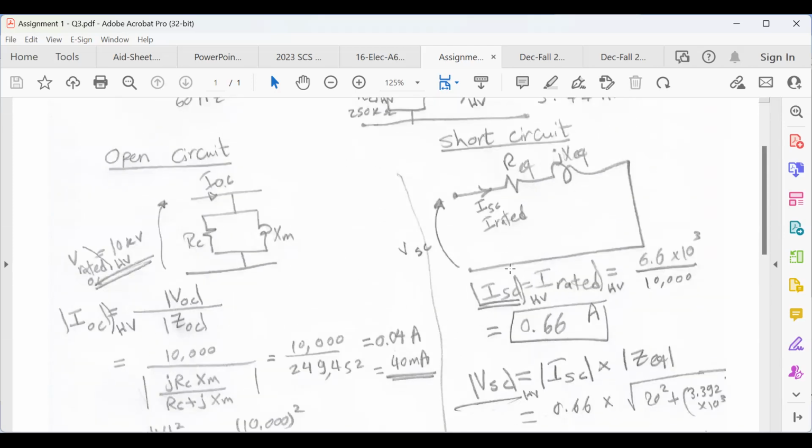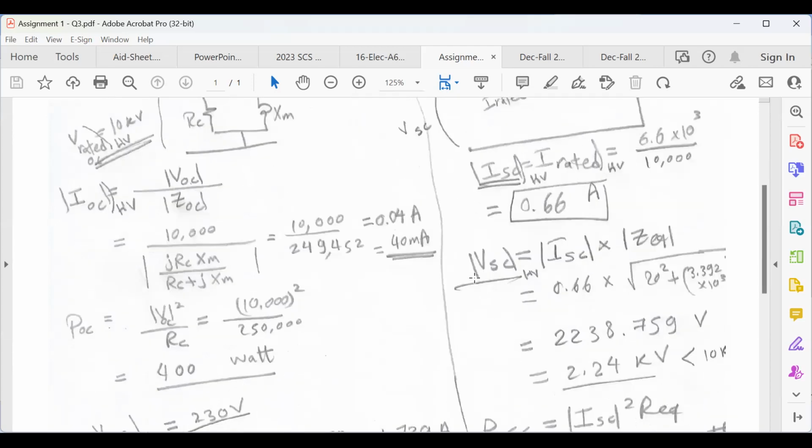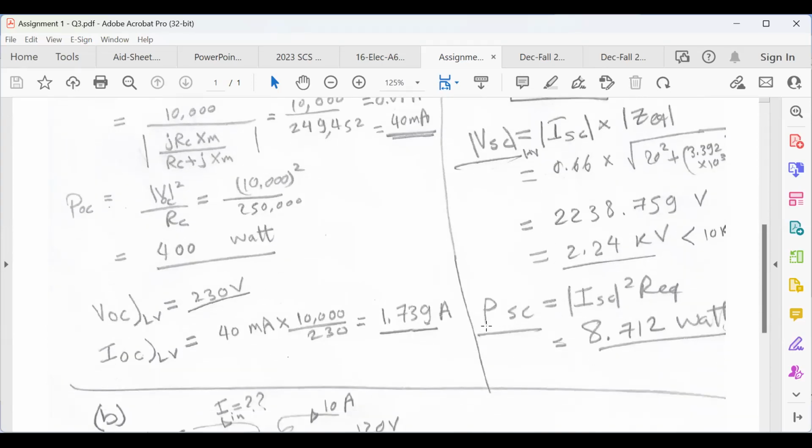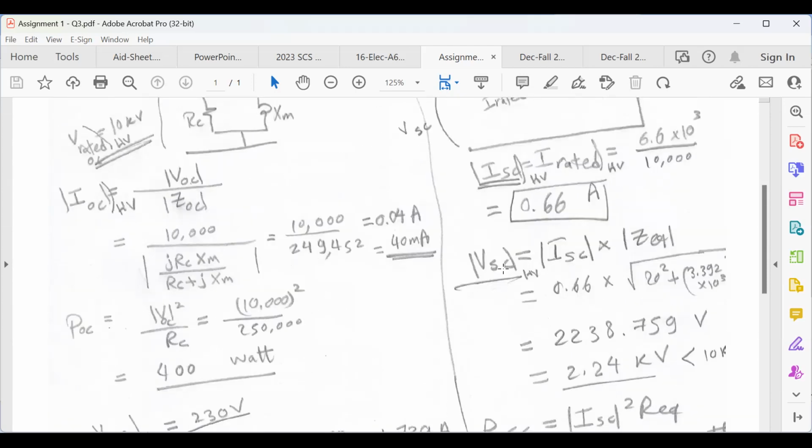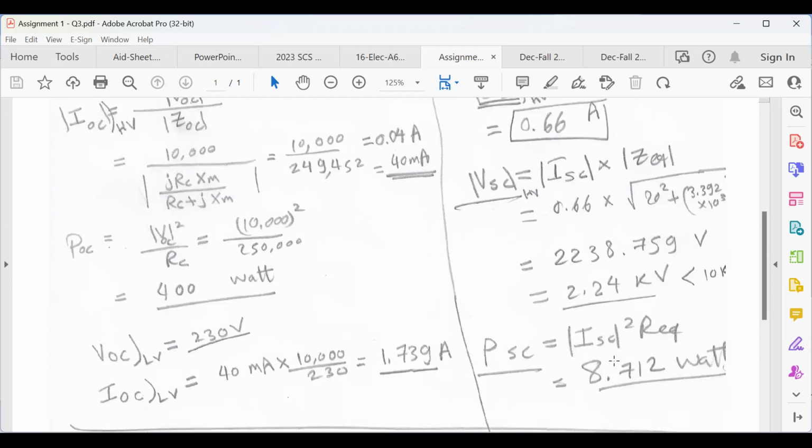Short circuit, exactly the same. First, you know the current because you are at the rated current. You get the magnitude of the voltage. It's I times the impedance. Then you can get the short circuit power. It's I squared R. So you have the ammeter, voltmeter, and wattmeter readings. Look at this. Remember the voltage at the short circuit is much lower than the rated. Rated is 10,000, right? Look at this. It's not even a quarter of the rated voltage.